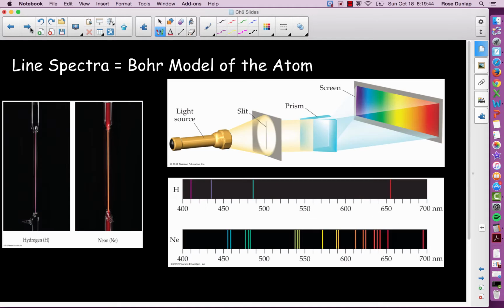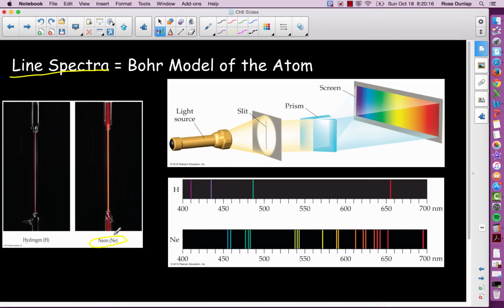All right, moving along, the line spectra give us the Bohr model of the atom. Your book did talk about this last year, but just to refresh our memories, we know that if we take our general kind of light and put it through a prism, we are going to get a continuous spectrum, meaning we are going to see the entire Roy G. Biv spectrum with no blank spots, nothing missing in between.